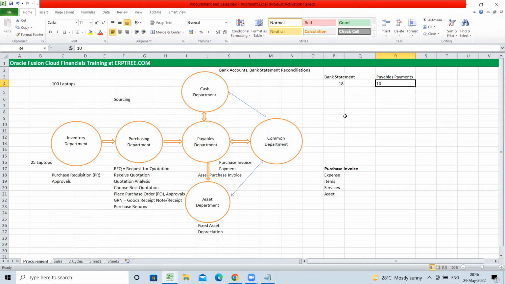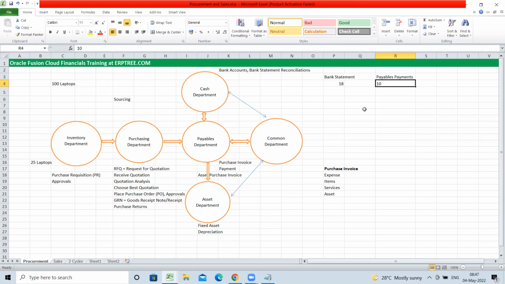Finally, the cash department should make sure that the payables department's payment information is matching with the bank statement. If there is any gap between these two, they need some clarification on that. That verification process we call reconciliation. That is the responsibility of the cash department. The cash department takes responsibility for maintaining the bank accounts owned by the company. The organization's bank accounts are managed by the cash department, and they are involved in the bank statement reconciliation. Bank statement reconciliation is nothing but cross-checking payables payment data with bank statement data.